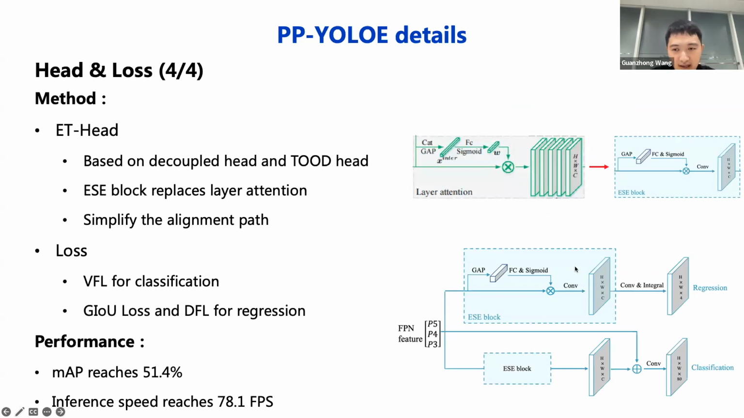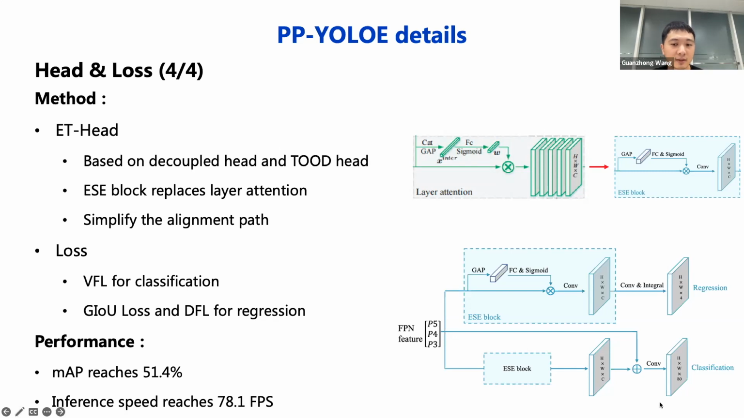And in object detection, the conflict between the classification and the localization tasks is a well-known problem. And YOLOX's decoupled head draws lessons from most detectors and was successfully applied to the YOLO model. However, the decoupled head may make the classification and localization tasks separated and independent, lacking task-specific learning. So we proposed the ET head based on the TOOD head. We use the ESE block to replace the layer attention in TOOD. And we also simplify the alignment of the classification branch to a shortcut and replace the alignment of the regression branch with the integral layer.